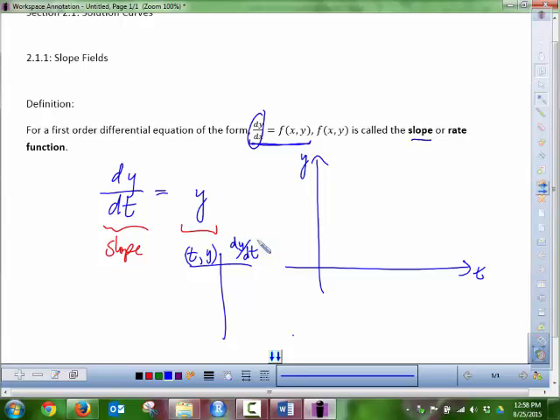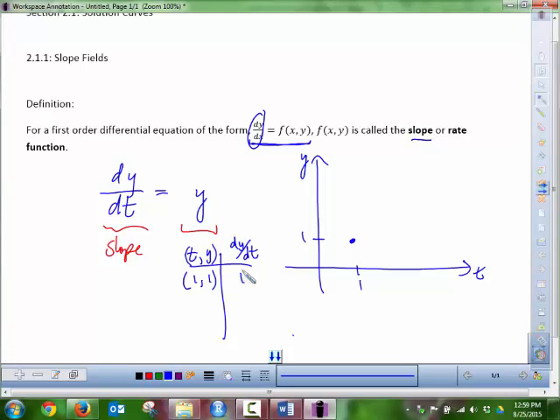So what does that mean? That means if I were to pick a point, let's randomly pick a point here, (1, 1). If my t was equal to 1 and my y was equal to 1, what's my slope going to equal to? 1. I don't see any t's in here, so actually the t doesn't matter. So whatever the y value is going to be the slope. All right?